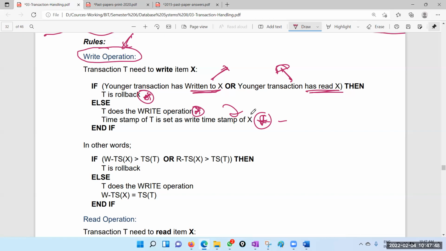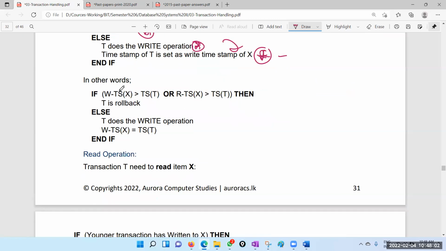Actually, no younger transaction has even read it. Because otherwise you have to roll back. In other words, you have to check whether your timestamp is smaller than the write timestamp of this one, or your timestamp is smaller than the read timestamp of this one. Then you roll back because you are older.